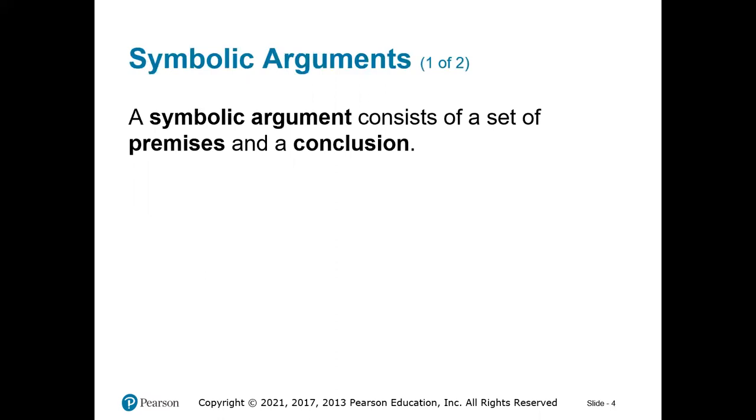So the definition. What is a symbolic argument? A symbolic argument consists of a set of premises and conclusions. A premise and a conclusion are logical statements. The difference is that a premise is a logical statement that is supposed to be true. So if I give you a set of statements that are true, based on that, can you tell me if another statement is true or false? If it is true, then the whole argument is true. If it's not, it's invalid.